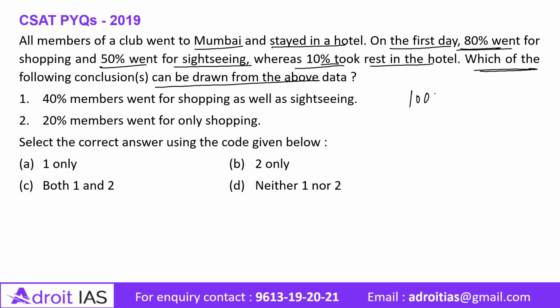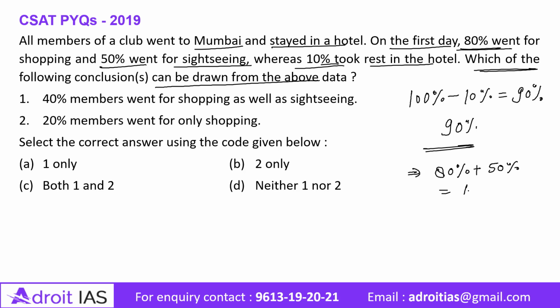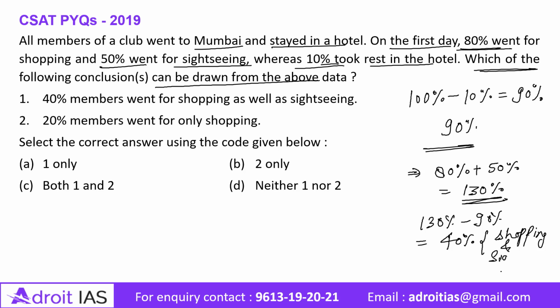See everyone, total 100% candidates were there. 10% went nowhere. So it means only 90% went somewhere, right? So this is the data of 90%. 80% went for shopping and 50% went for sightseeing, right? So it means 130% total, right? And obviously we have 90%, so 130% minus 90%. So we are left with 40%. So 40% are those who went for shopping and sightseeing as well, right?